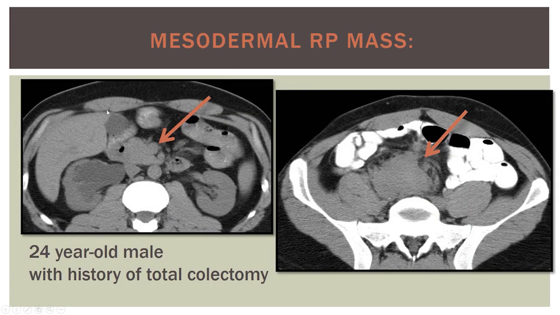This case is a young male with history of total colectomy. You have a soft tissue mass involving the retroperitoneum and mesentery. So the total colectomy is a buzzword. You get suspicious that this patient probably had FAP. So the patient had Gardner syndrome. What do they get? Desmoid tumor. So this is a desmoid tumor in the root of the mesentery and involving the retroperitoneum.